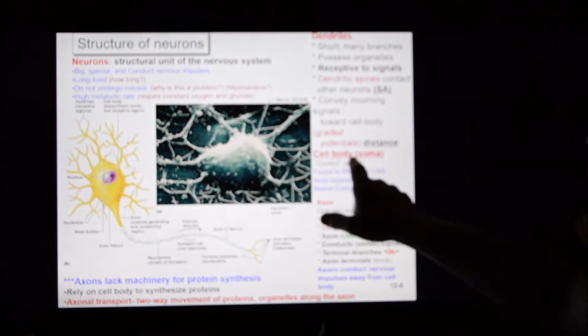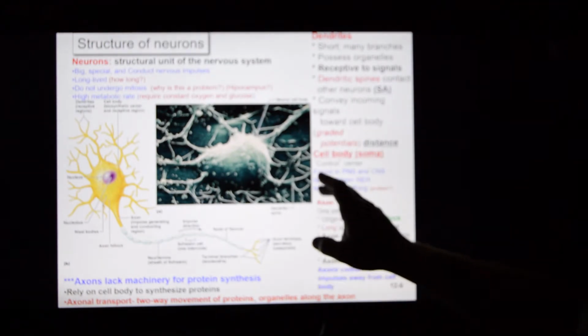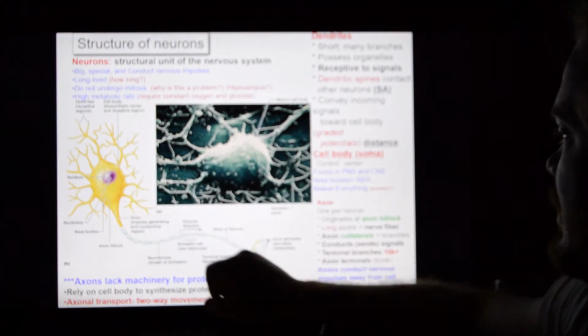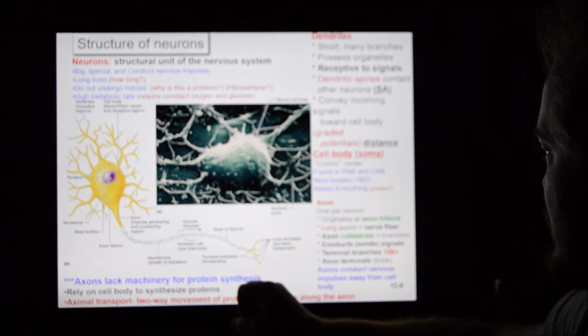The nerve cell body is called the soma. Soma, body. The nerve cell body is the control center of the neuron. And let's see, what do I want to say here?